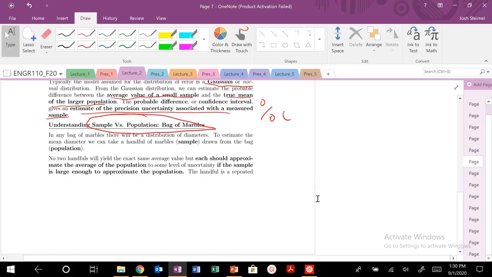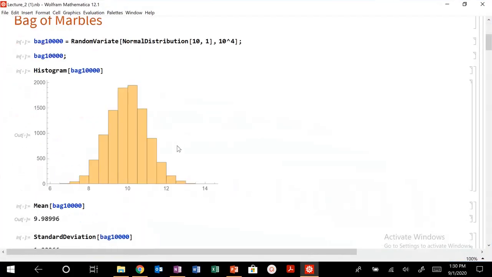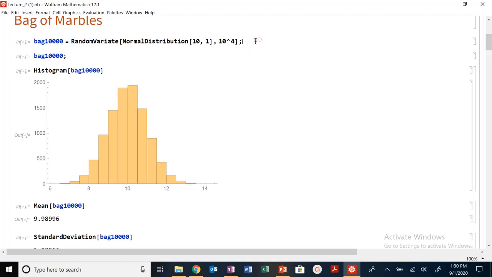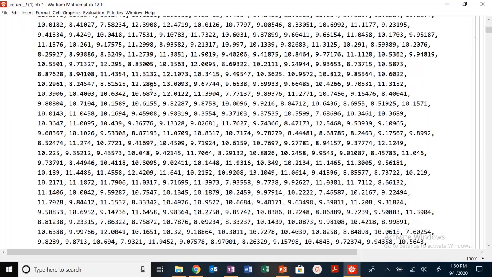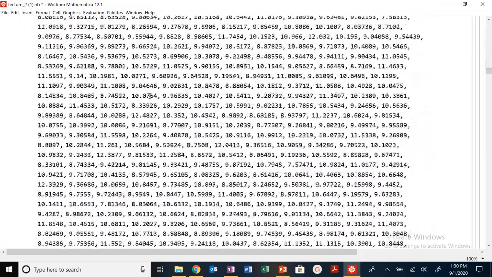Just to give you an example of sample versus population, let's imagine a bag of marbles. Actually, we're going to create our own bag of marbles. So I have a bag of 10,000 marbles, and the mean size of those marbles is 10 millimeters, with a standard deviation of 1, which I'm drawing from. So I actually know my population here, which is not common. Usually we will never know our population, but in this case we do, and we'll never necessarily measure all of these marbles.